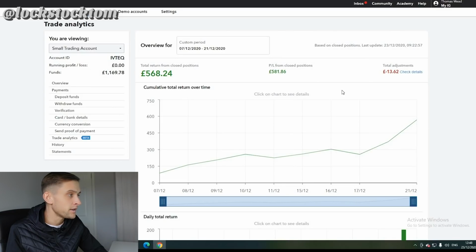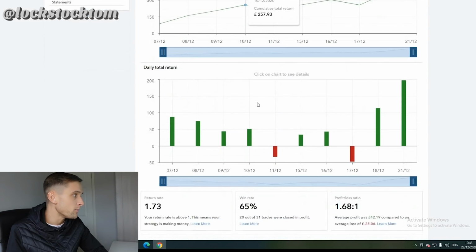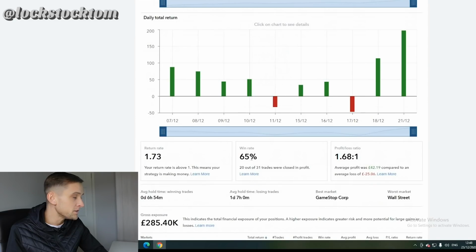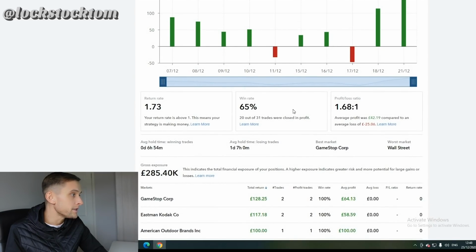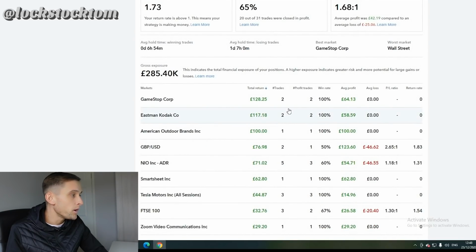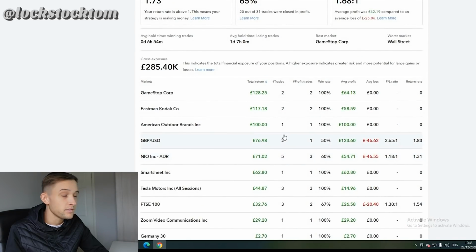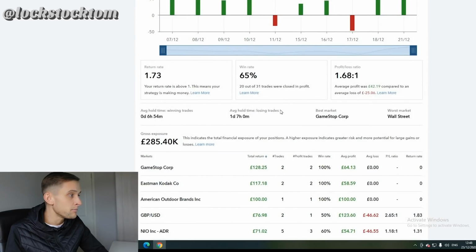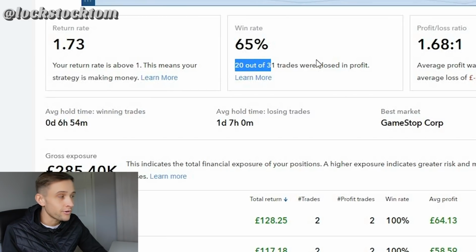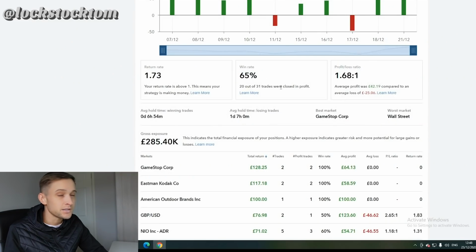Total adjustments, I don't actually have a clue what that is. Now this is the bit where I wasn't happy with, which is the win rate. 20 out of 31, 65%. Now I'm not going to make excuses for myself here. However, I was putting on trades that I would never usually put on, like the Wall Street trades. I don't know what I was doing with that. And in this particular case, I'm usually trading once or twice a day, hence why this has only been done over 31 trades. And a win rate of 65% is quite poor.